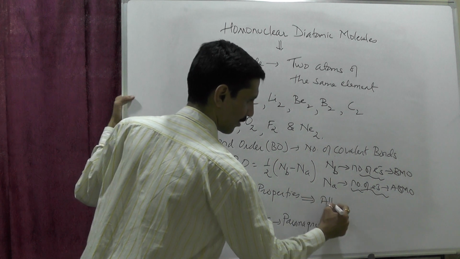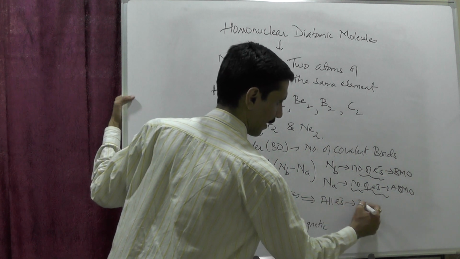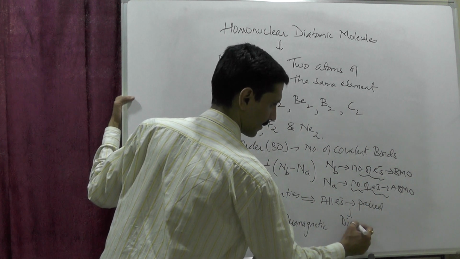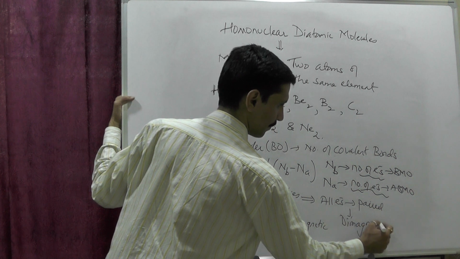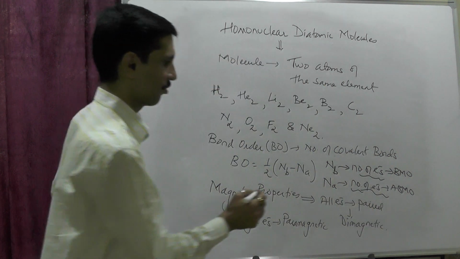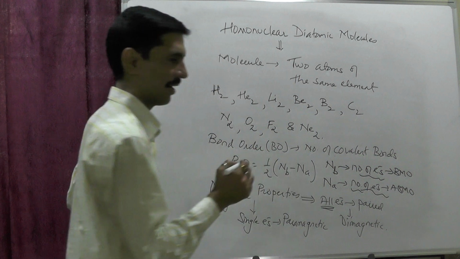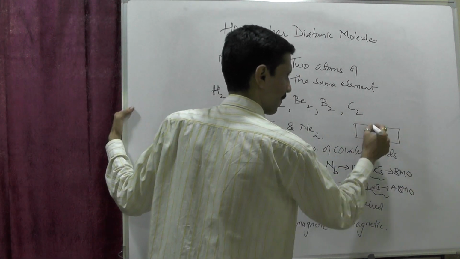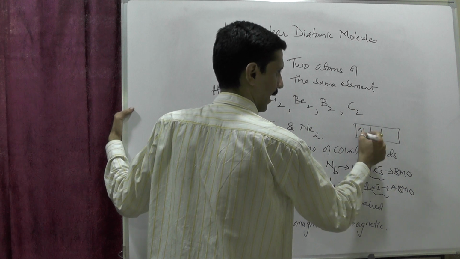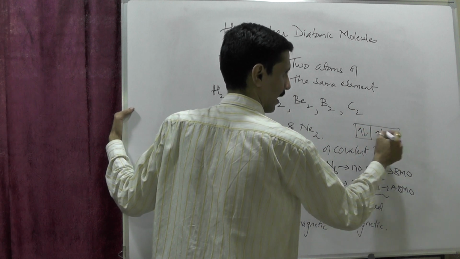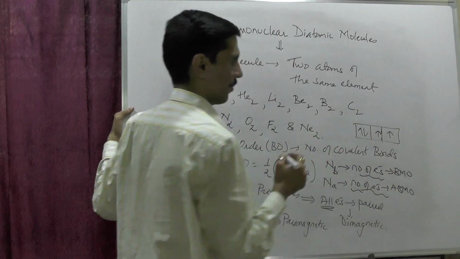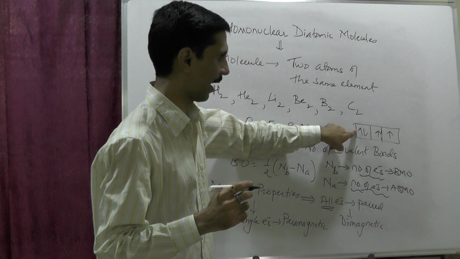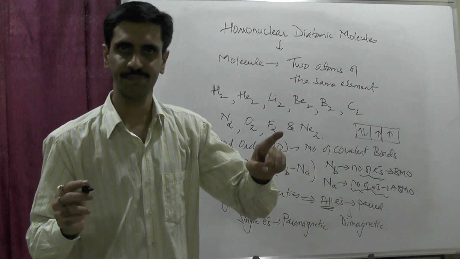And when all electrons are paired, we say it is diamagnetic. Alright, I'm using this word all because it's very important. Many times what happens, if I'm going to show an orbital like this, and if I'm showing electrons in this way, and if I ask a question, come and tell me whether it's paramagnetic or diamagnetic, some of the students say it's paired electrons, so that means it is diamagnetic.